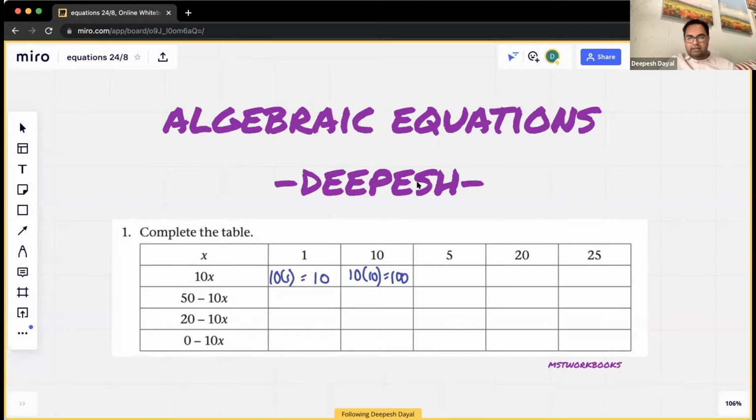If you can start by completing this table, a bit of a revision from the previous week. I've given you 2 examples. We've got 10x, then 10 times 1 is 10, 10 times 10 is 100.